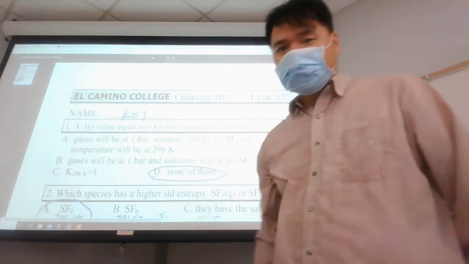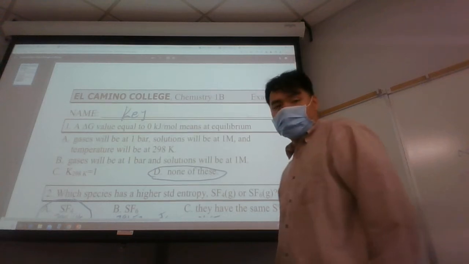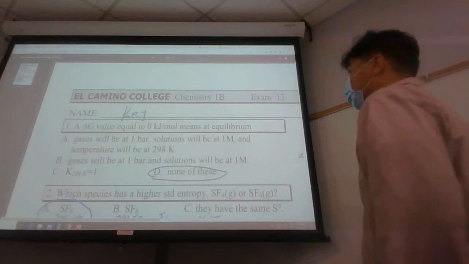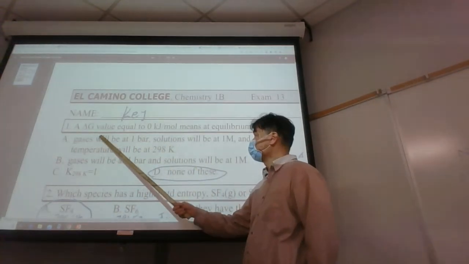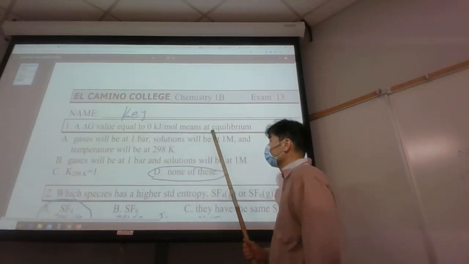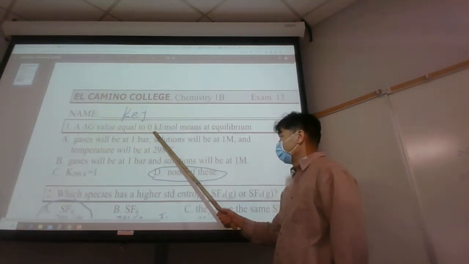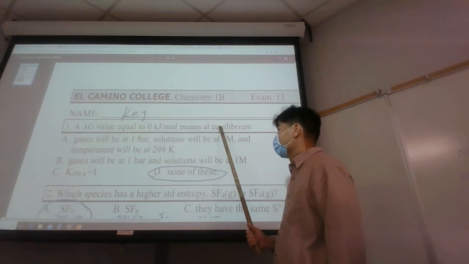Okay, so we're going to take a look at the old exam 13 here, the multiple choice questions. So problem number one, a delta G value equal to 0 kilojoules per mole means at equilibrium. So if delta G is equal to 0, that means there's no driving force. And so that means it is at equilibrium.